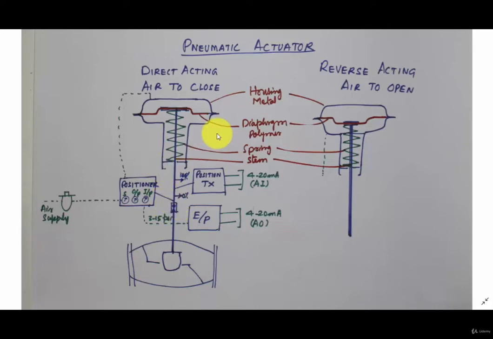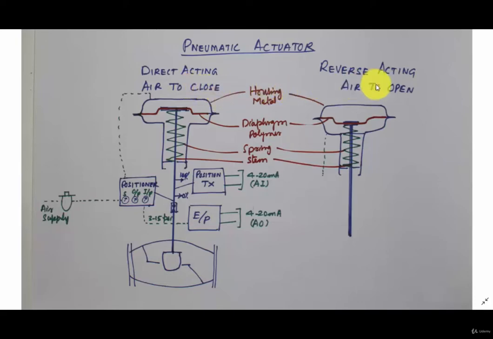So, this is your main actuator. There are two types of actuators, direct acting and reverse acting. What is the difference? We will see now. Direct acting means air to close. If you give an air signal or pneumatic signal, it will close. That means when air is not there, it is in the open position.